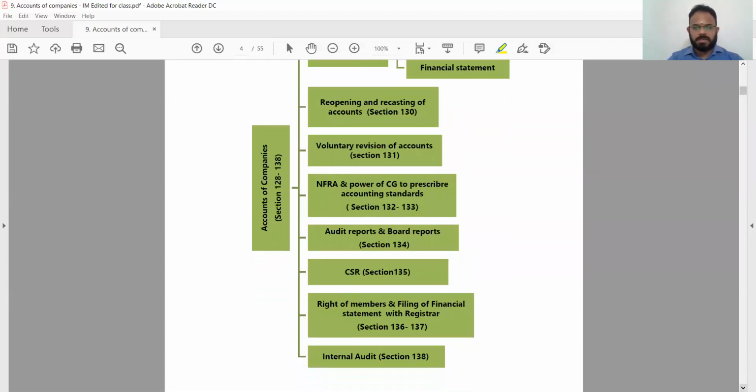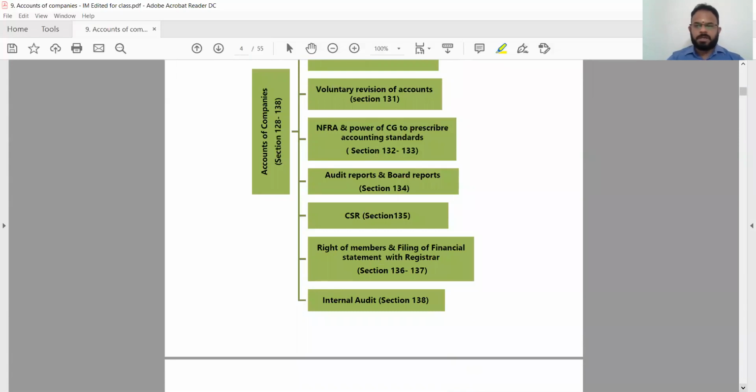CSR, corporate social responsibility, is section 135. What are the exceptions? What is allowed? What is the committee? How much is your net profit, turnover? All these things we need to cover. What is the purpose of CSR? How much has to be the contribution for the year? All that we will cover.